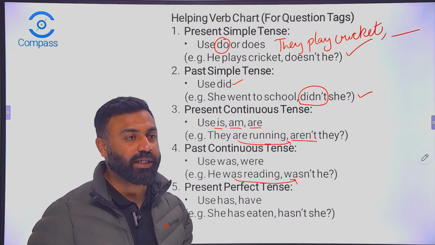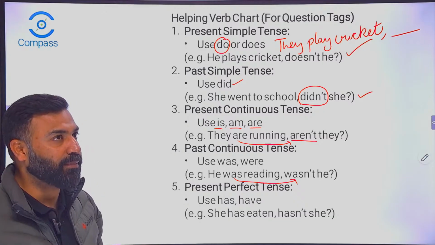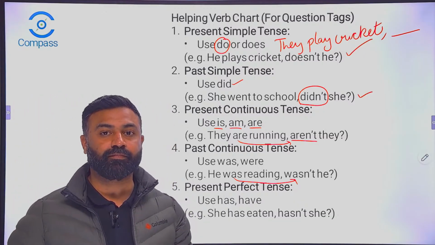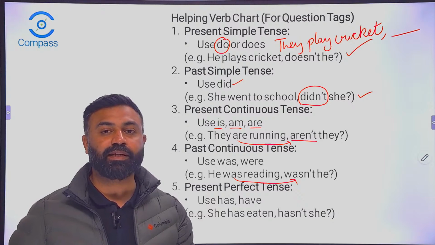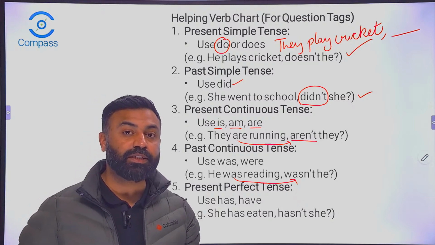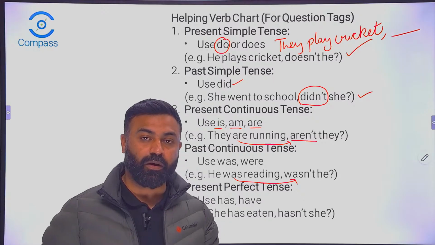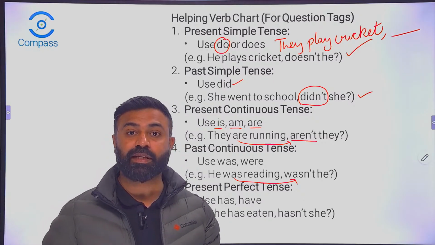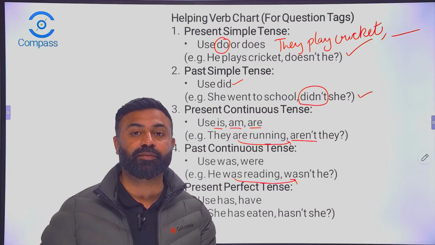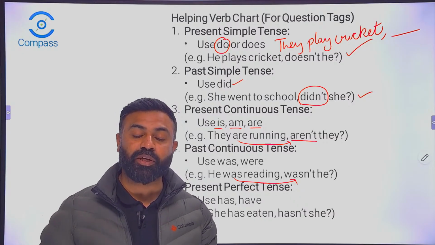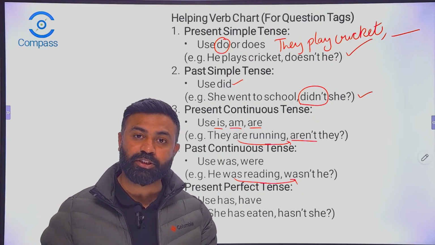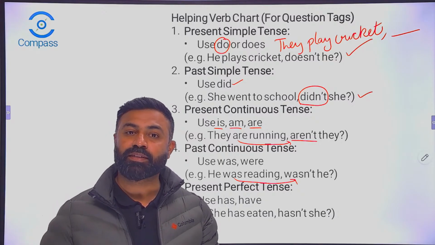So one more sentence I would like to ask you. Suppose somebody says he has a sports car. I'll repeat the sentence. He has a sports car. Now, what tense is it? Again, it is simple present tense and it is not present perfect. So the question tag is going to be he has a sports car, doesn't he?